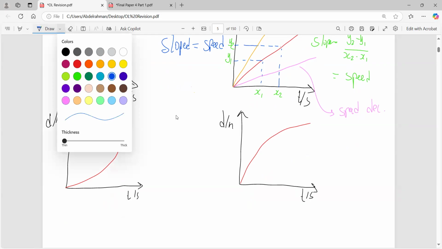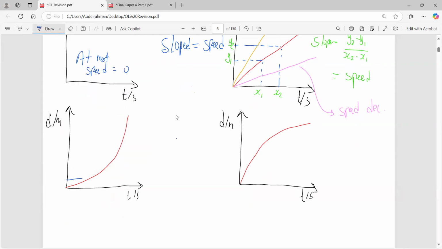How? Look. Initially, to cover 5 meters you took whatever time, right? Then to cover 10 meters, no, I took less time. To cover 15 meters, much less time, right? To cover 20 meters, even less. So what's happening? The slope is increasing.